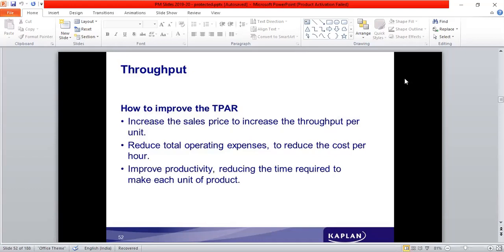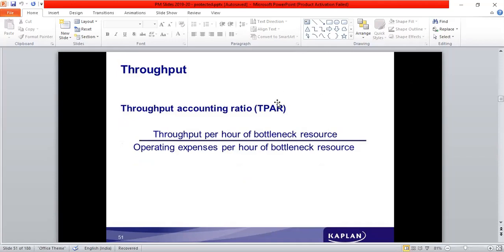How to improve throughput accounting ratio? See, if the resultant ratio has to be increased, there are two alternatives. Either you increase the numerator or you decrease the denominator. In either case, we see that the throughput accounting ratio can be improved. So that is the concept.